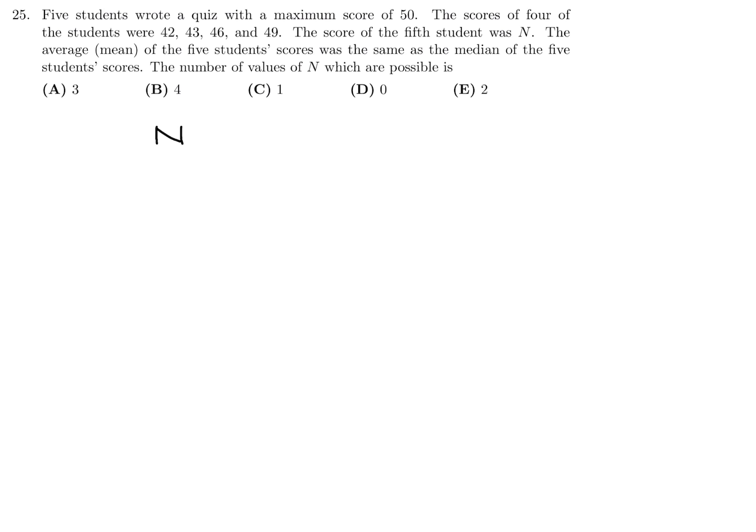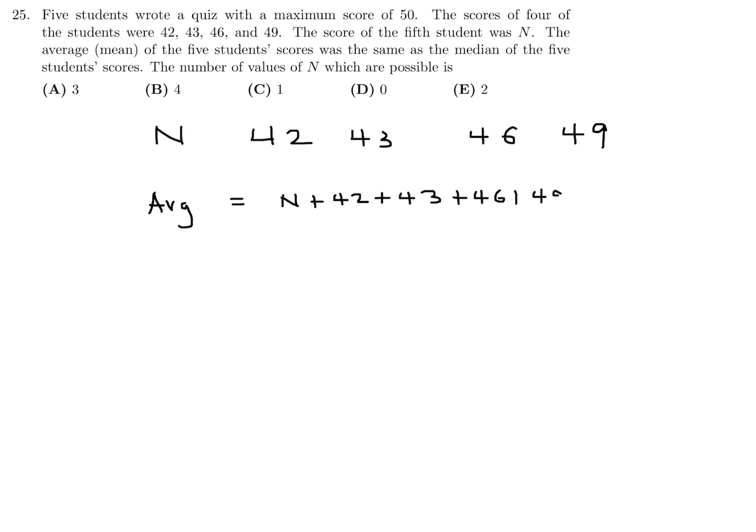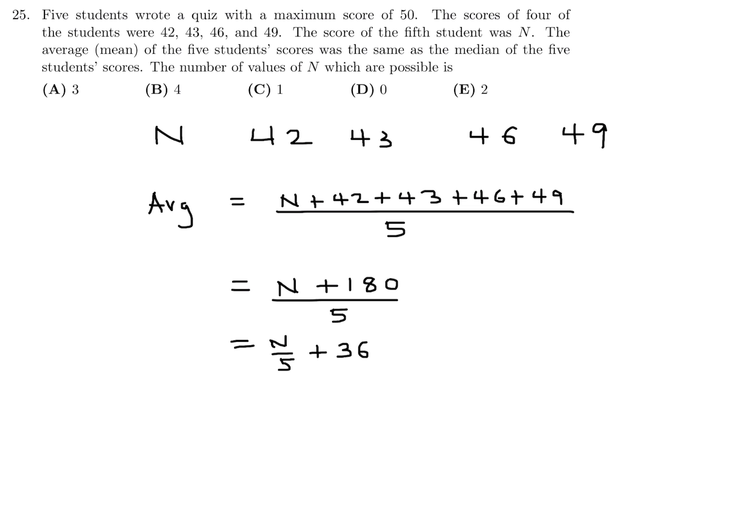So our values for the scores are N, 42, 43, 46, and 49. So our average, or mean rather, either one, is going to be N plus 42 plus 43 plus 46 plus 49, all divided by 5. Okay? And this is N plus 180 over 5, which is basically N over 5 plus 36. And this is our mean, average or mean, whichever word you prefer using.